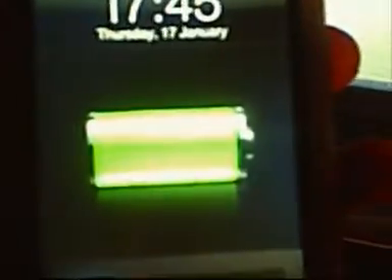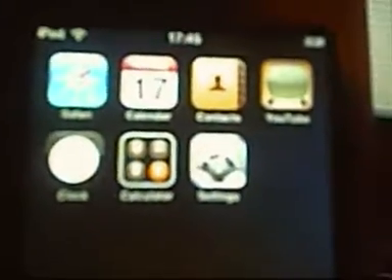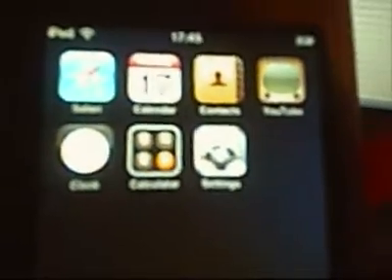When I used my iPod and it was jailbroken, it seemed to be running out of battery quicker than it was when it was unjailbroken. So I'm not sure whether to re-jailbreak it or just leave it like this.